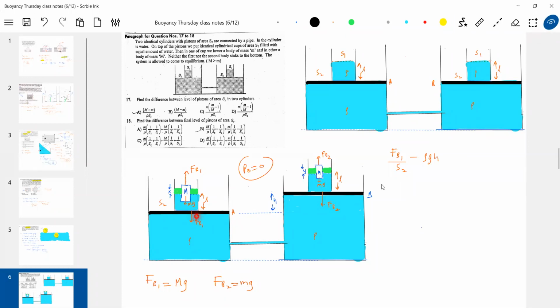Okay, now start here. FB1 by S2. Then you move down and you rise up. That will cancel out, now that is gauge pressure. So directly from here, minus, I'm rising up inside the liquid, minus rho GH. What is the gauge pressure here? Minus where you end up, minus FB2 by S2 equals this. So what is FB1? Mg. What is FB2? Small mg. So what is the expression for H? M minus small m. So this is how they find the difference in level between the pistons of area S2 in the two cylinders.